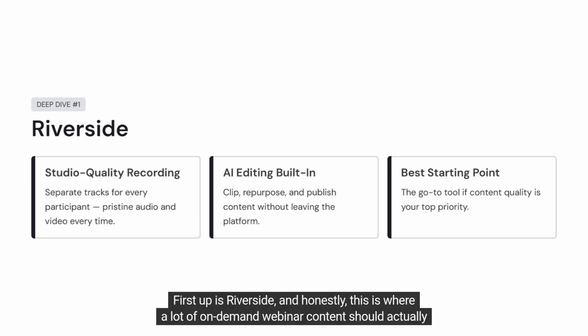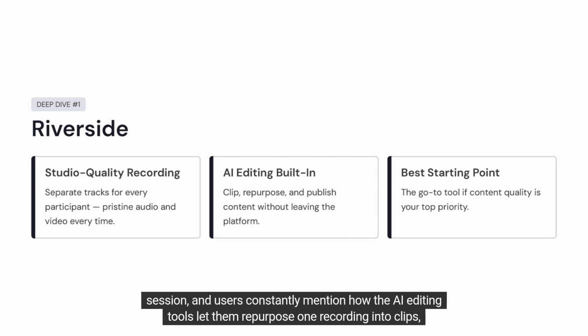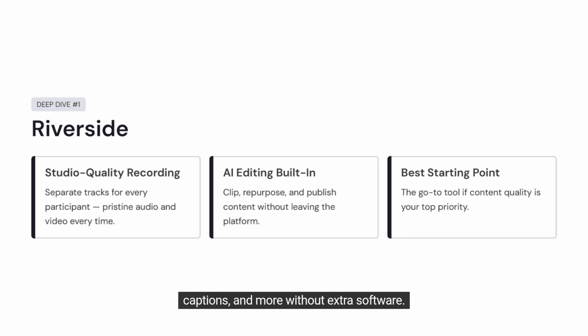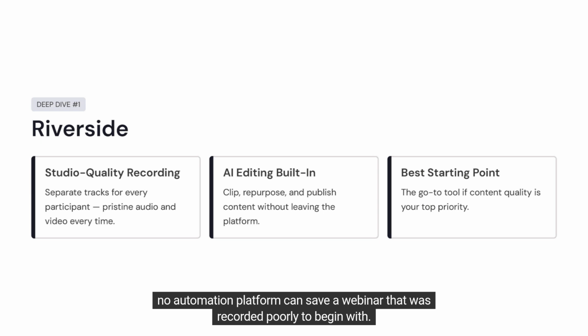First up is Riverside, and honestly, this is where a lot of on-demand webinar content should actually start. It records studio-quality video with separate tracks for every guest, so a bad connection never ruins your session. And users constantly mention how the AI editing tools let them repurpose one recording into clips, captions, and more without extra software. Think of it this way. No automation platform can save a webinar that was recorded poorly to begin with.